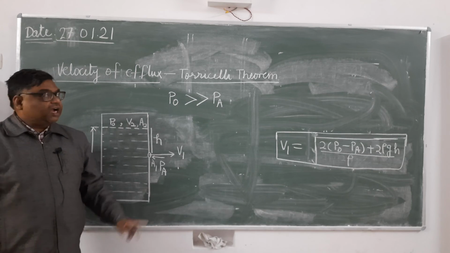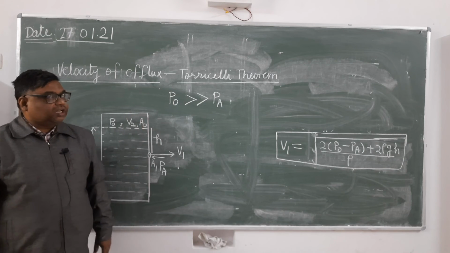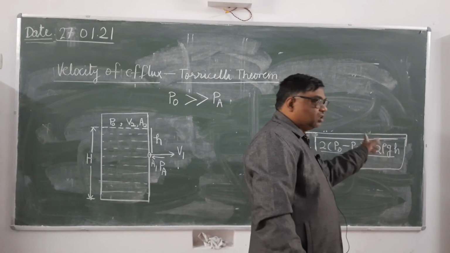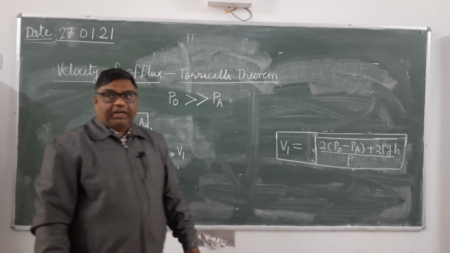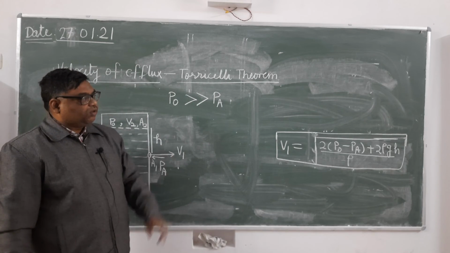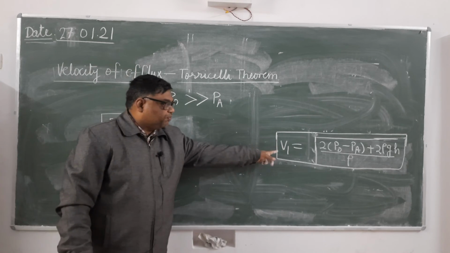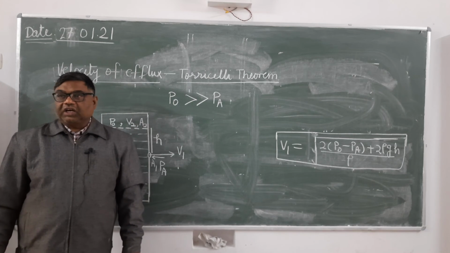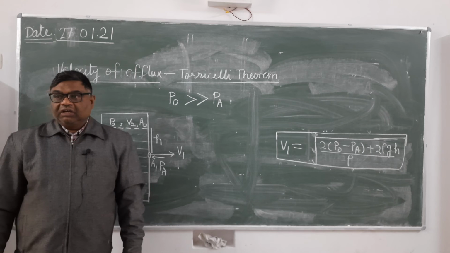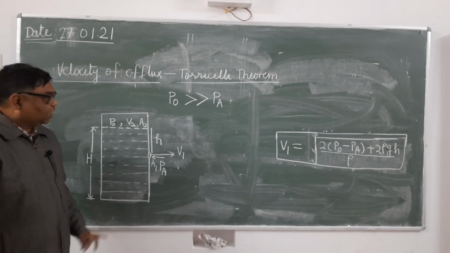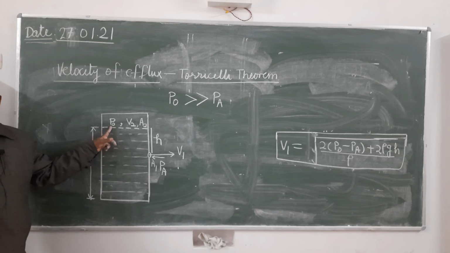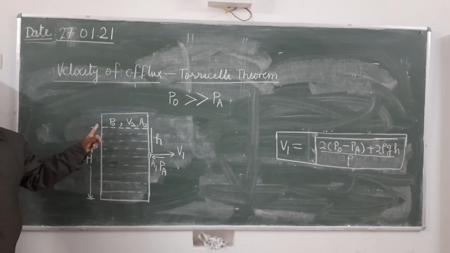It's clear? And when P naught is much greater than PA, then we can neglect this term, rho gh. Rho gh can be neglected. And when that is neglected, then velocity will depend upon what? It will depend upon the pressure of the closed container. Because as soon as you open it, what will happen? P naught will become equal to PA.